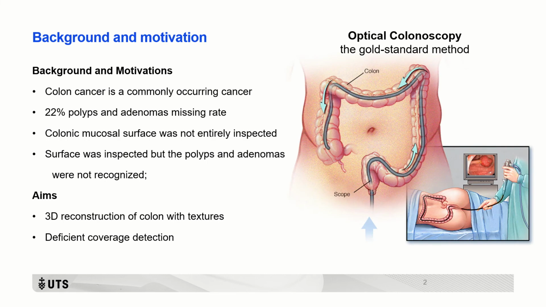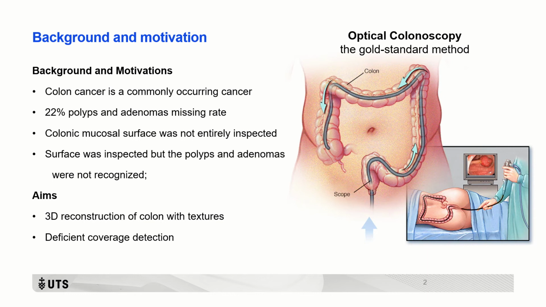Colon cancer is the second most commonly occurring cancer in women and the third in men all over the world, and colonoscopy is the gold standard method to detect and remove precancerous polyps and adenomas. However, 22% of polyps and adenomas are missed. The two main causes are the colonic mucosal surface was not entirely inspected, and the surface was inspected, but the polyps and adenomas were not recognized.